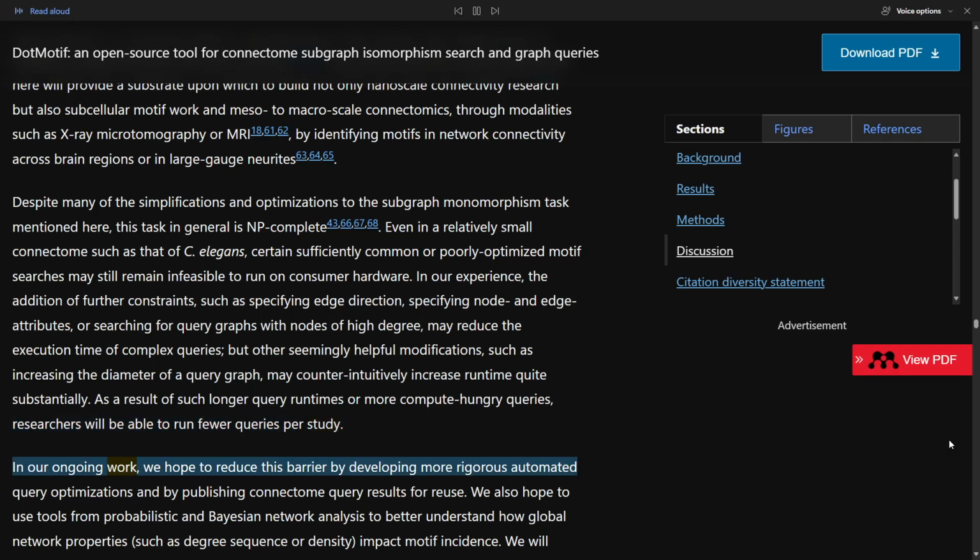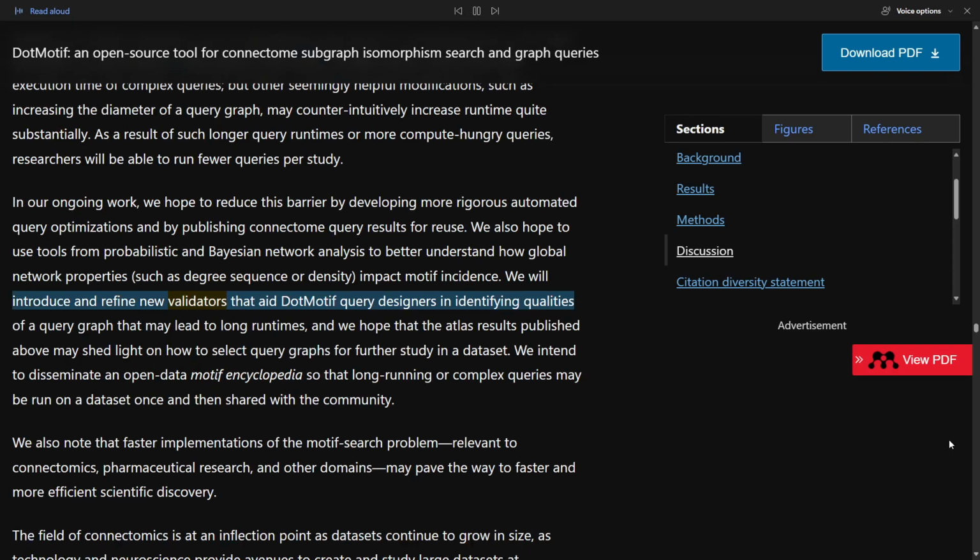In our ongoing work, we hope to reduce this barrier by developing more rigorous automated query optimizations and by publishing connectome query results for reuse. We also hope to use tools from probabilistic and Bayesian network analysis to better understand how global network properties, such as degree sequence or density, impact motif incidence. We will introduce and refine new validators that aid DotMotif query designers in identifying qualities of a query graph that may lead to long runtimes.